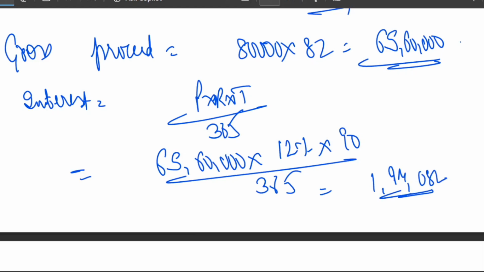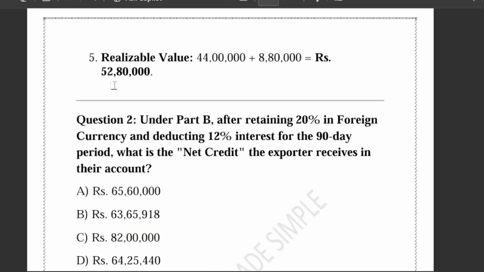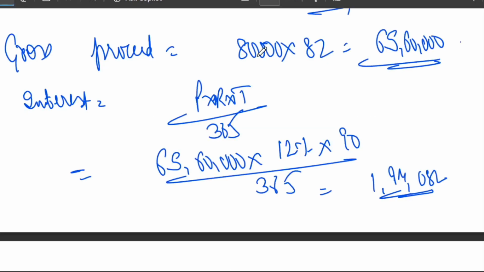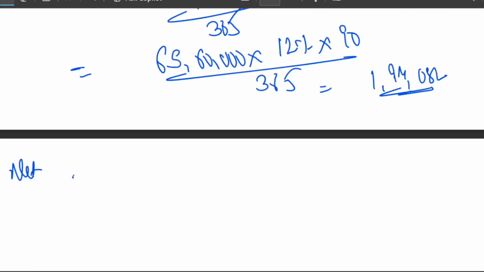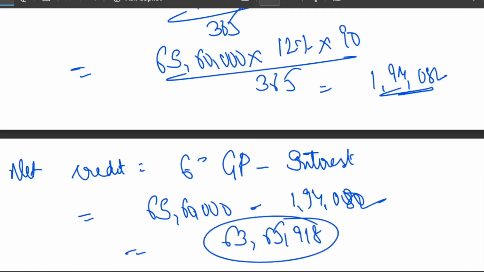So what is the question asking you? The question is asking you to compute the net credit. So what is the net credit to the exporter? It's very simple. Gross proceed we have calculated. Interest that will be charged by the bank we have calculated. So this interest will be charged upfront, so the net credit is the gross proceed minus interest. What is gross proceed? 65 lakh 60,000 minus 1 lakh 94,082. So this difference will give us 63 lakh 65,918. That is the net credit.